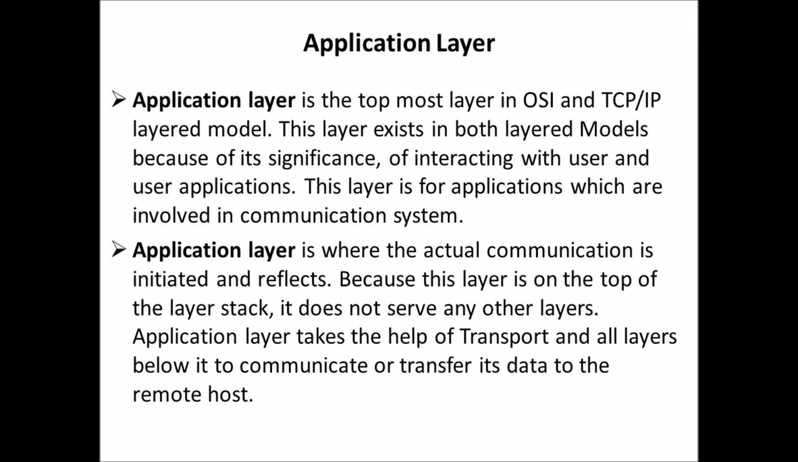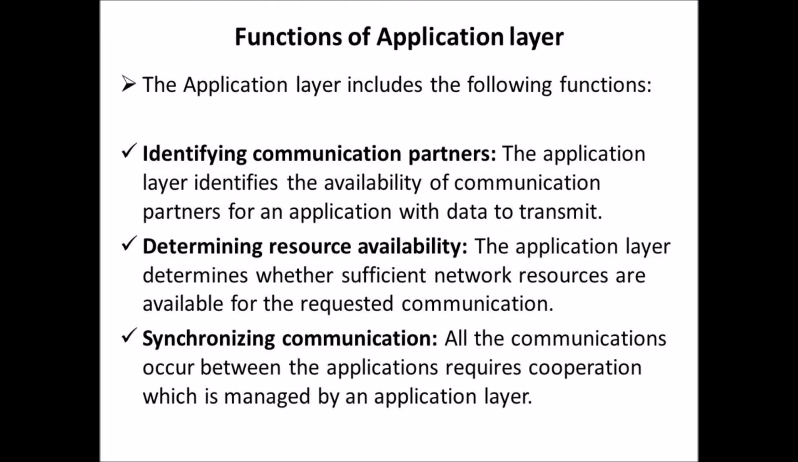Application layer takes the help of transport and all layers below it to communicate or transfer its data to the remote host. The application layer includes the following functions. First one, identifying communication partners. The application layer identifies the availability of communication partners for an application with data to transmit.